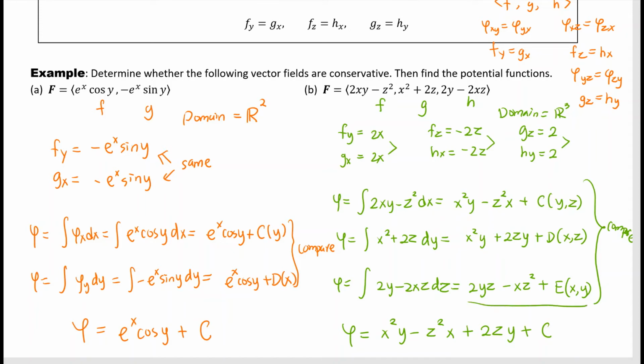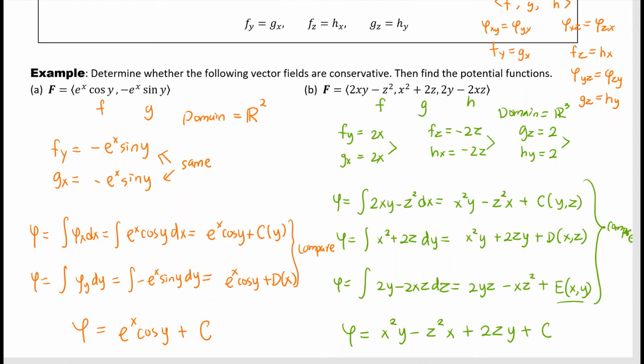Let's look at the last one. 2yz, oh, we have that, minus x z squared. Oh, this is this term. And plus a function of xy. Actually, a function of xy is this x squared y. See? Now it matches. So we're good. So this is our potential function.